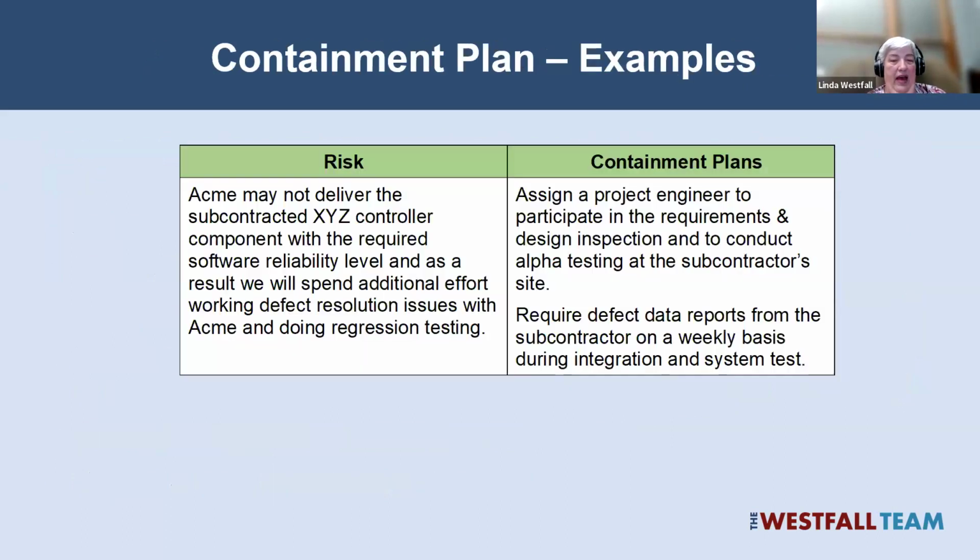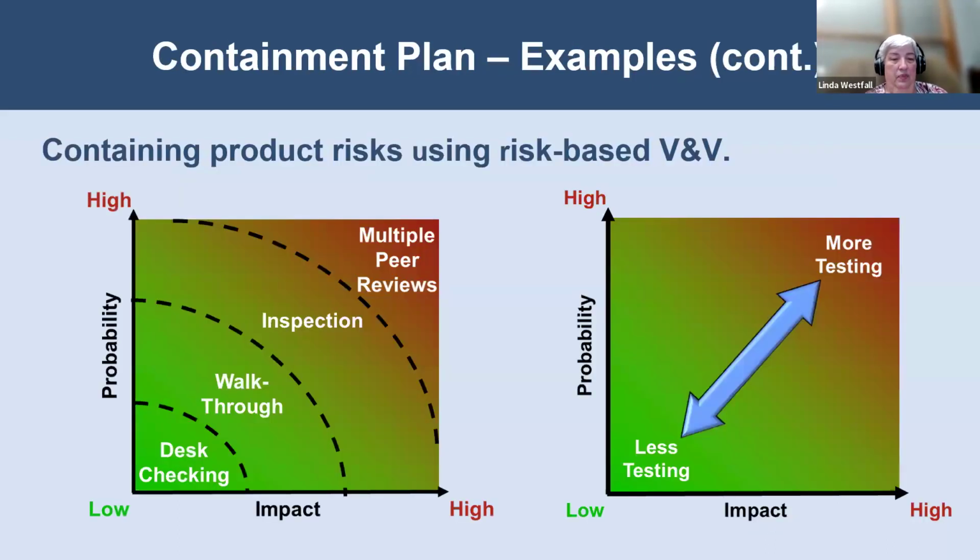For example, with ACME, we may assign a project engineer to participate in the requirements and design inspections of the software and the product, and to conduct alpha testing at the subcontractor site before they ship the product to us. We may even require them to give us metric reports, defining the amount of defects that they're finding late in the life cycle, so that we can predict whether or not we're going to get this much earlier and decide whether we need those containment actions.